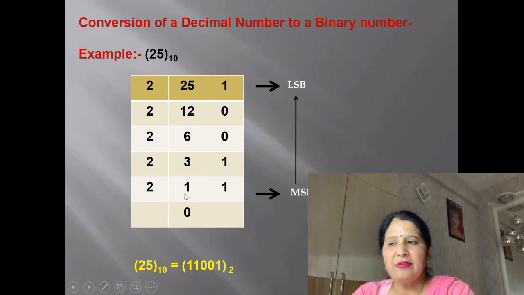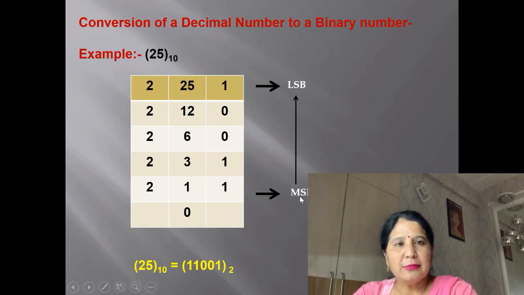Now after that, when 1 comes, we will divide this 1 by 2, but it will not be divided, so we will write this number same here in the right column. We will write 1 here, and then we will write 0, because it will not be divided. Hope you all understood. Now this is 1 0 0 1 1. This is our table. This is known as LSB, and this is known as MSB.